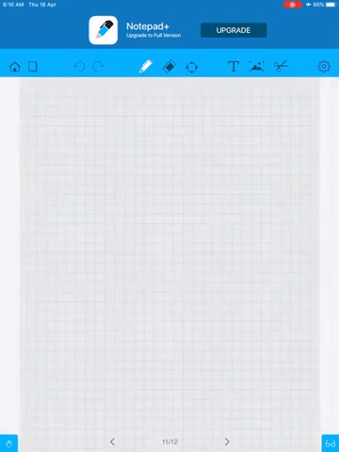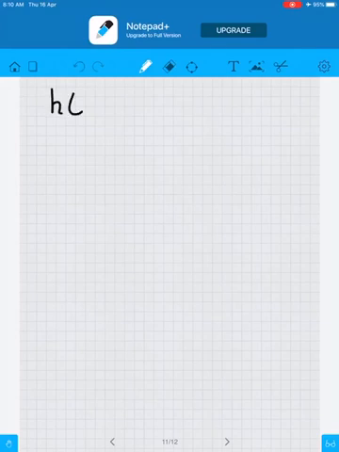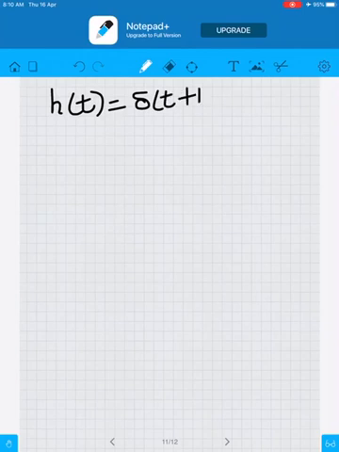Suppose the impulse response of the system is given to be h of t equal to delta of t plus 1. Now we'll check whether this given system is static or dynamic, causal or non-causal, stable or not, and invertible or not. We'll check the four conditions.